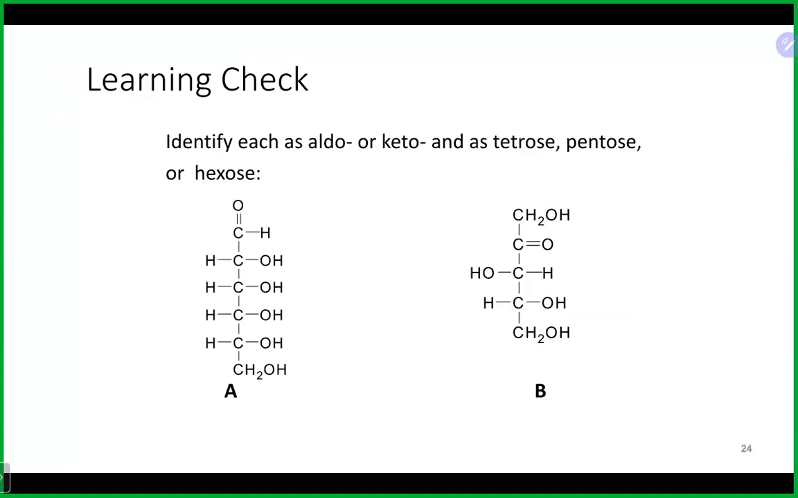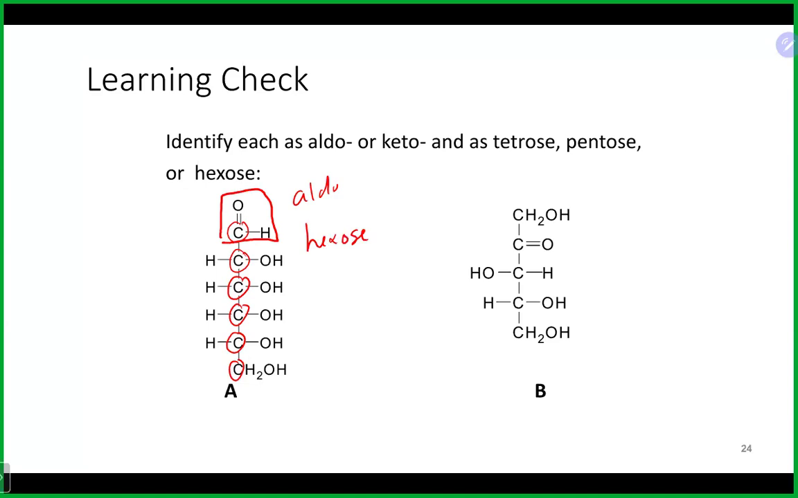All right, so taking a look here at the first one, we do see towards the top here our functional group, and again, that is the aldehyde group, which would make this an aldo or an aldose. In this case, we could also count our carbons, and we got 1, 2, 3, 4, 5, and the 6. So that's going to be a hexose on that one.